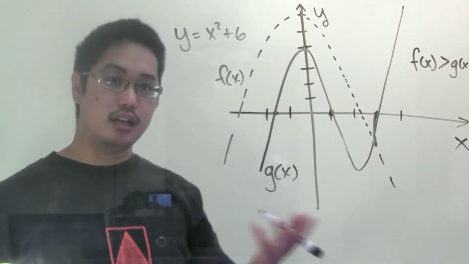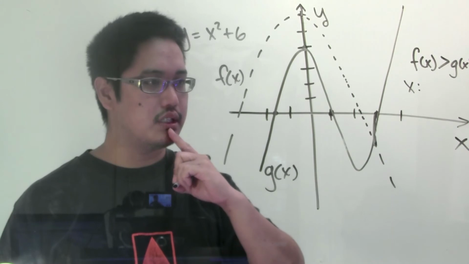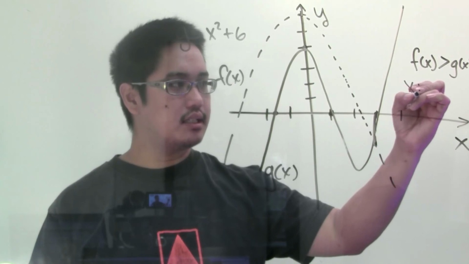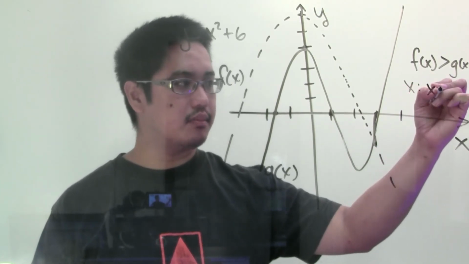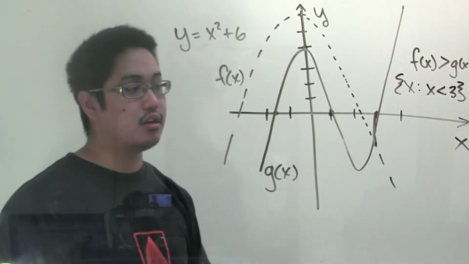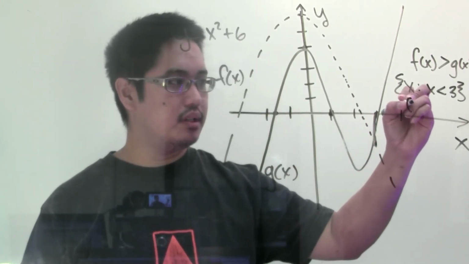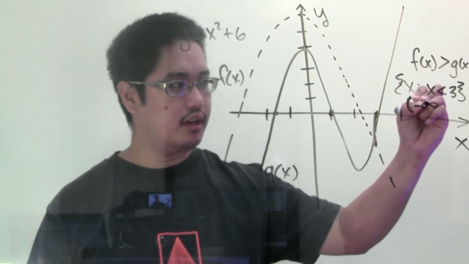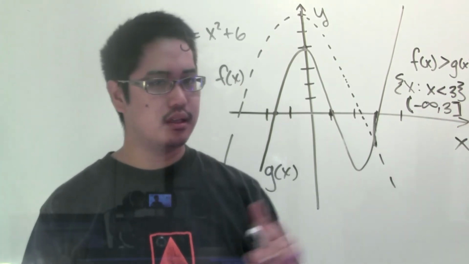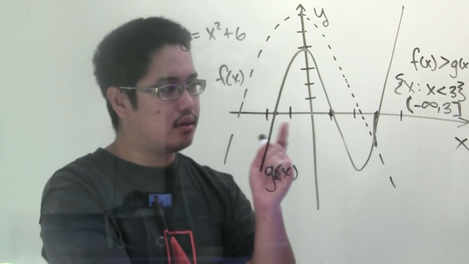If I were to give that to you in interval notation, I would say x such that, actually this is set notation. All right, x such that x is smaller than positive 3. Actually, no, I'm sorry. I think that's interval notation. Set notation is this. Somewhere in between negative infinity to positive 3. Actually, you know what? My question is, is it a solid bracket or is it a parentheses?